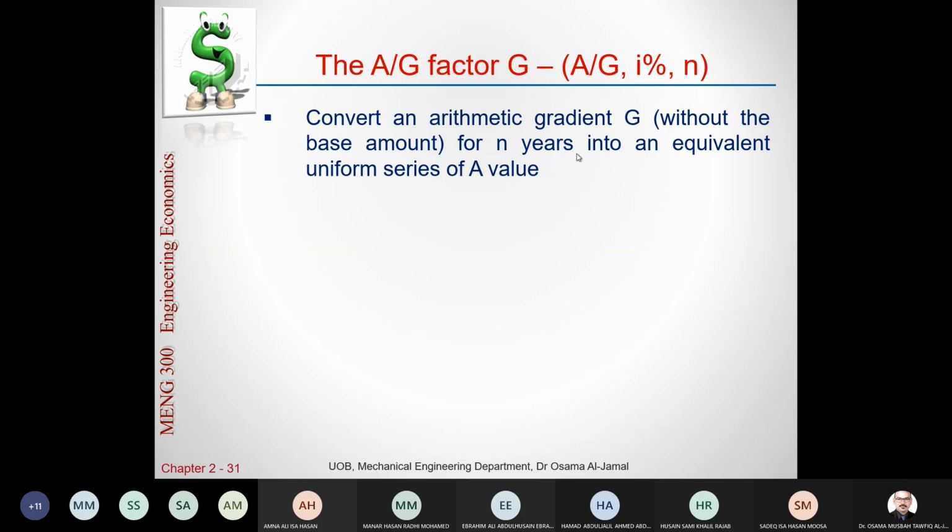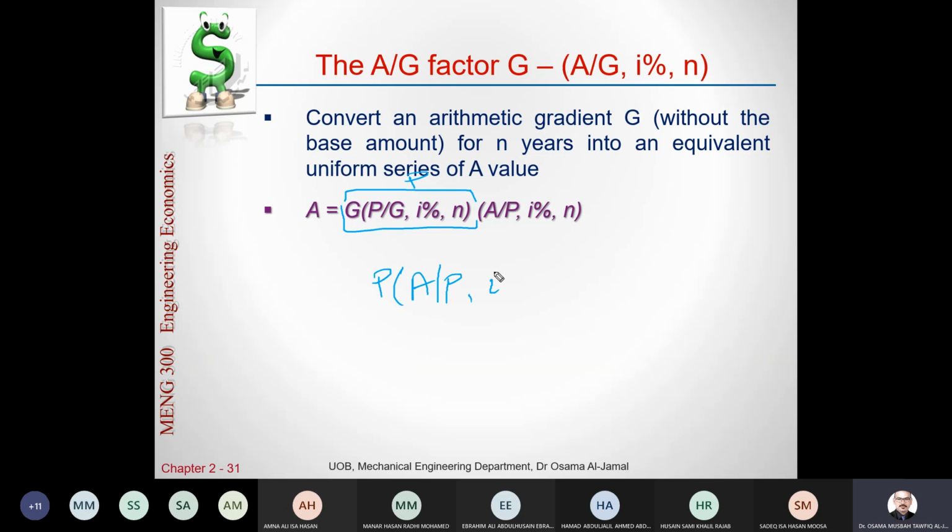We have a G. What you need is to multiply P given G by A given P. Why multiply by A given P? Because at this stage we are going to convert this into a single amount P. So to find the annuity for that gradient, just multiply by P, A given P, i% N. Where to get this? From that calculation.